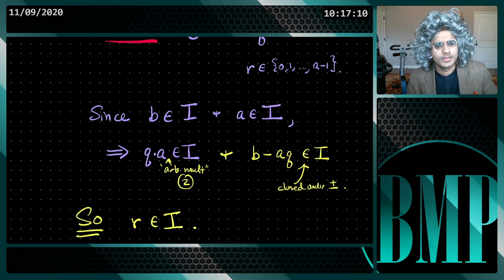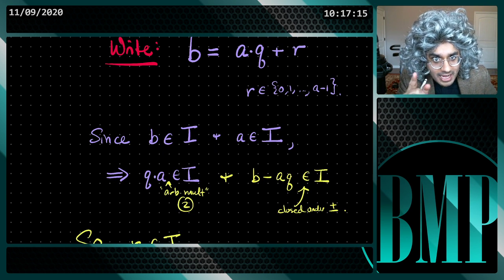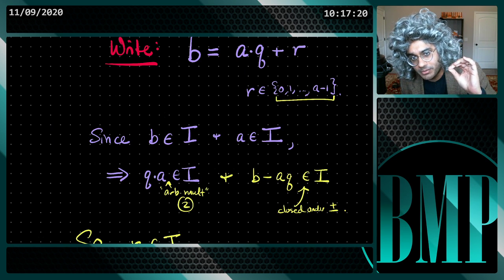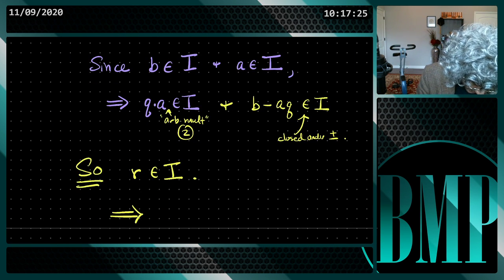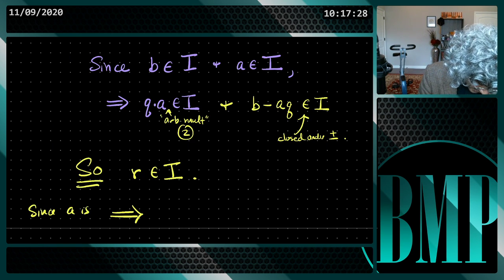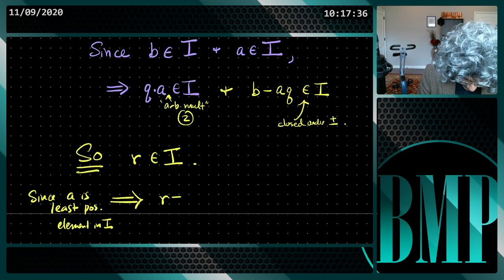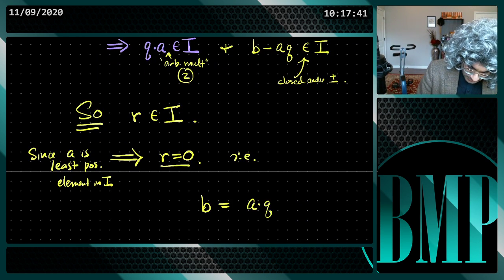But hold on. R is a number from 0 to A minus 1. And A is the smallest positive number that's in I. So R has to be 0. Since A is the least positive element in I, we get that R equals 0, i.e., B is A times Q for some Q. Done.